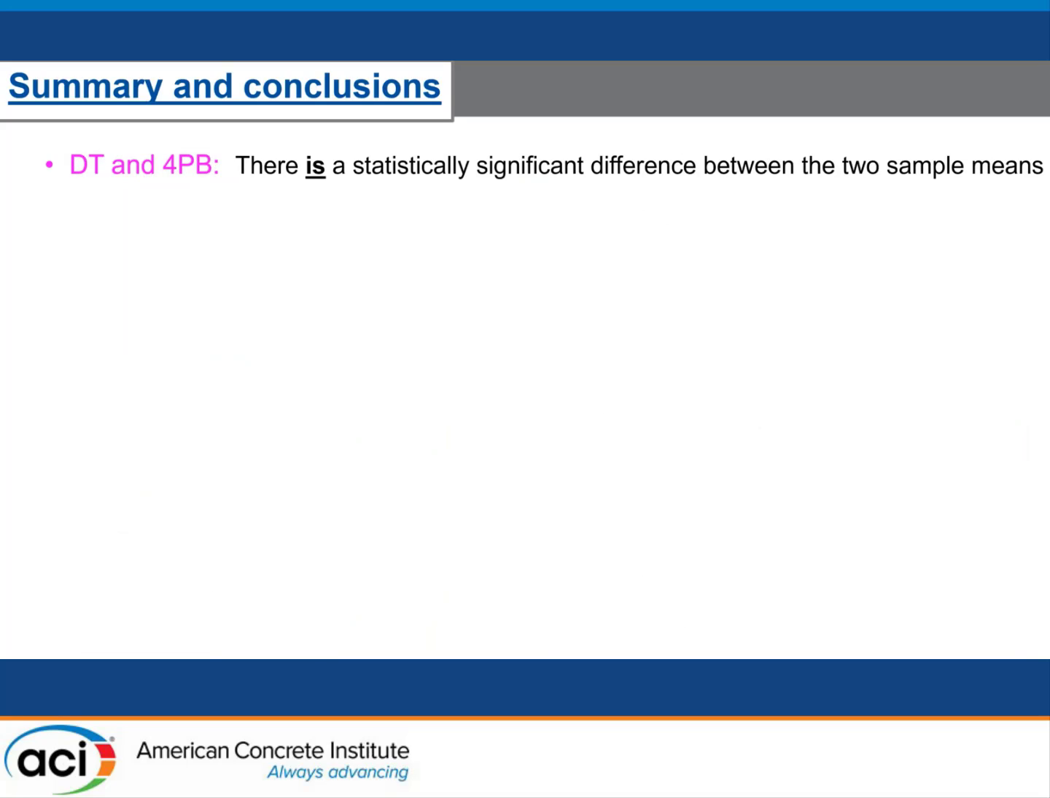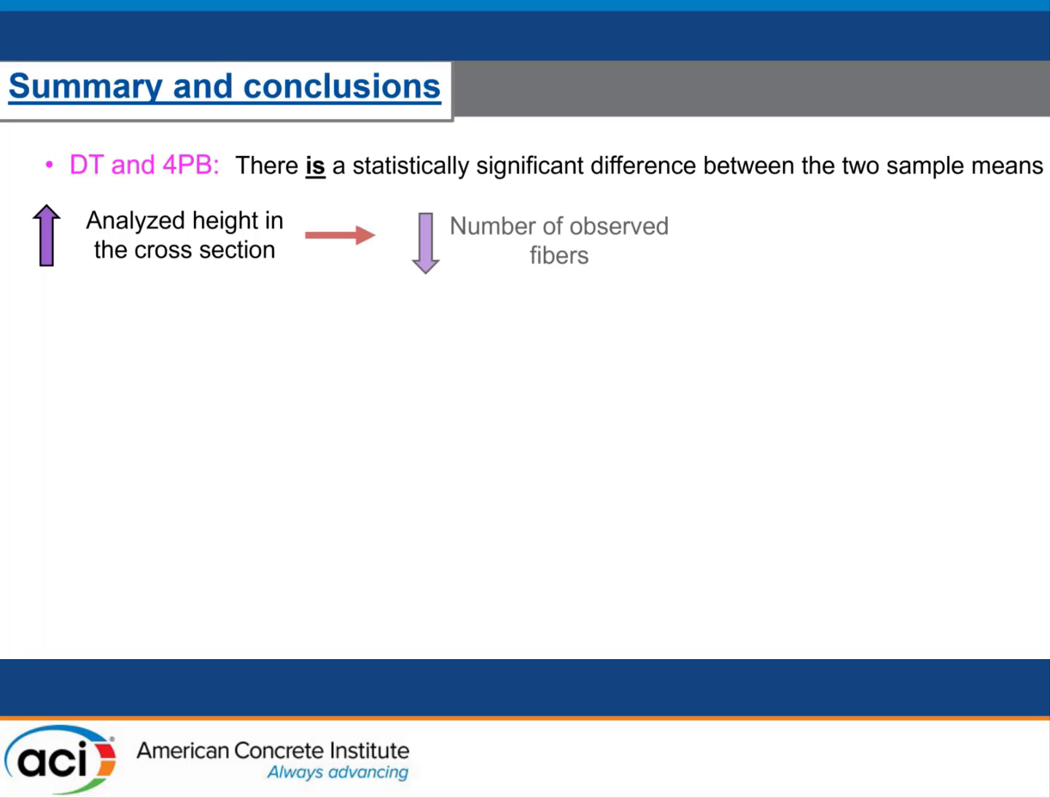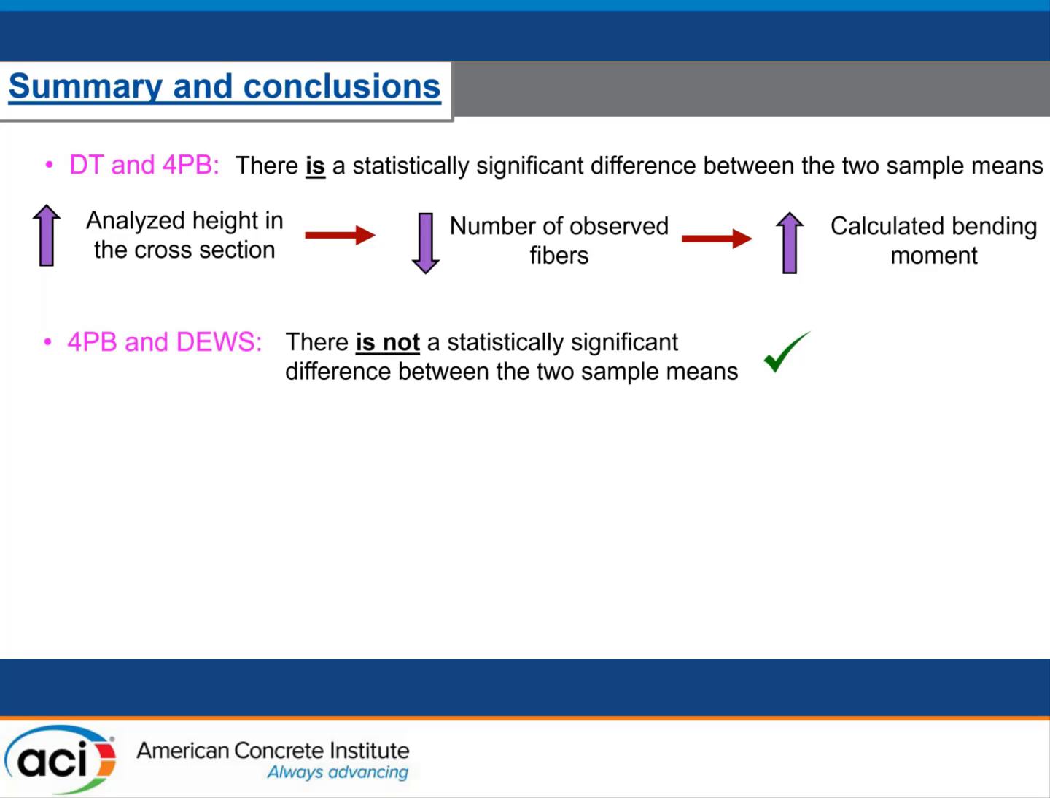When we compare the direct tension specimens with the 4-point bending, we saw that there is a significant difference. This is probably because, as we talked about, as we go up in the cross-section, there are fewer fibers and a higher calculated bending moment. And when we compare the 4-point bending and the DEWS test methods, we saw that there is not a statistically significant difference between the two sample means.